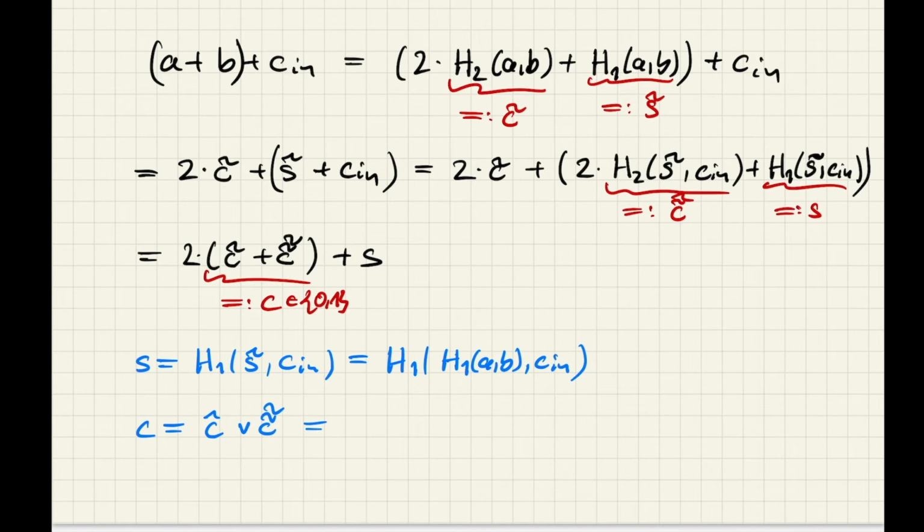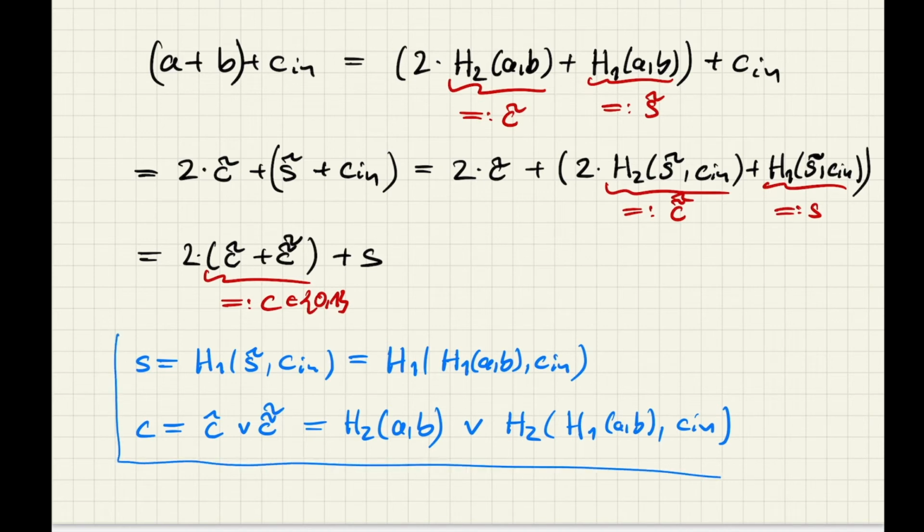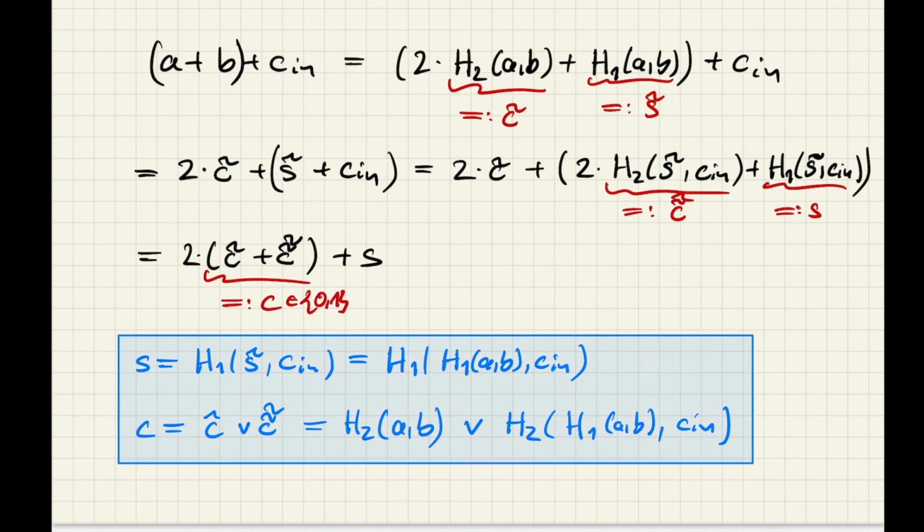So now let's plug in this. C tilde was defined here. So we have here just a carry bit from the first half adder that we used. And then this OR gate or OR operation together with H2 of S tilde, that's H2 of H1 AB and Cn. And that means this here is what we now have to realize or implement in circuitviz.